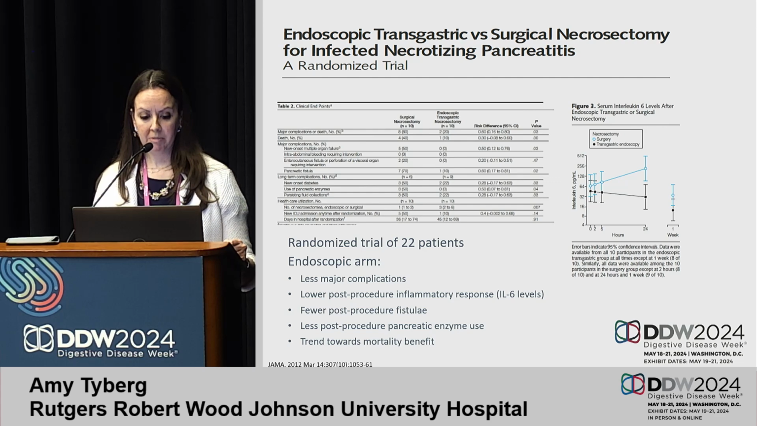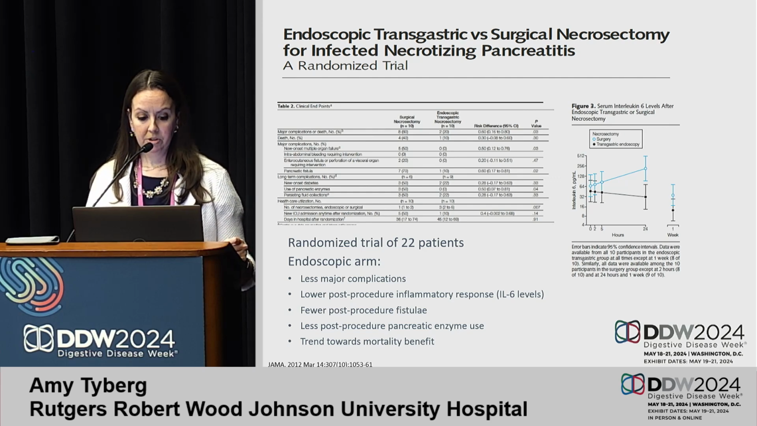This is from JAMA, randomized trial, small numbers, but again, showing that there's benefits to the minimally invasive approach, starting with the endoscopic approach and then stepping up as needed.